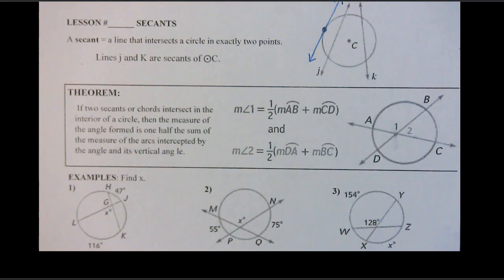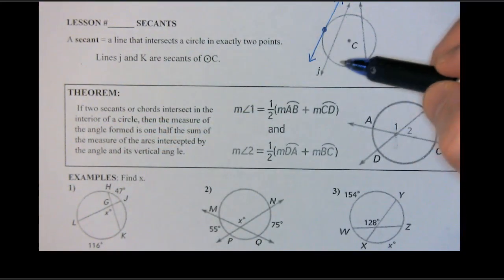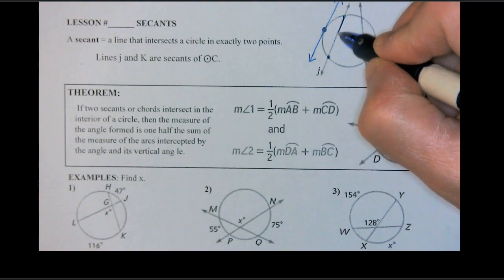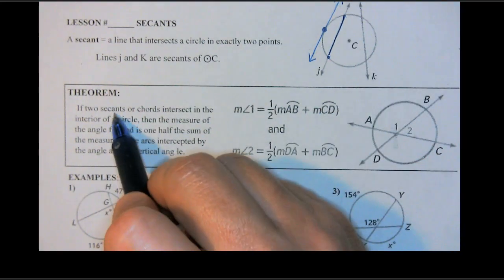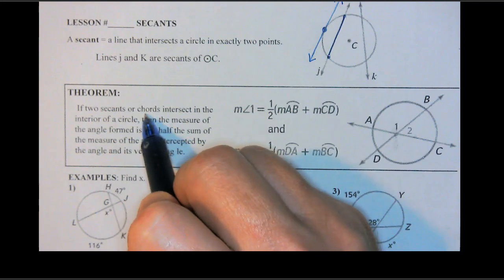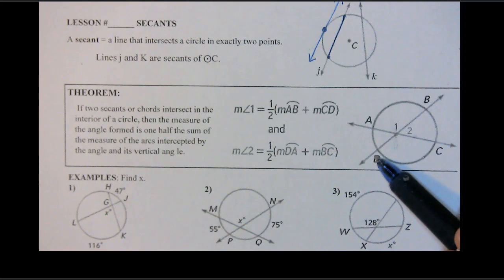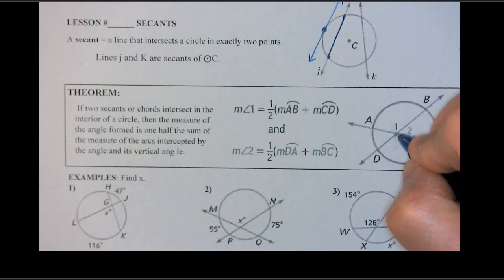So today we're going to talk about different theorems that have to do with secants and also tangents. The first one is, let's say we have two secants or chords. And by the way, secants is when you have the line, and chords is when we just talk about the segment. So this would be a chord right there, and then line J is the secant. Sometimes we use those terms interchangeably. But basically, this theorem is about what if we have two secants or chords that intersect inside the circle.